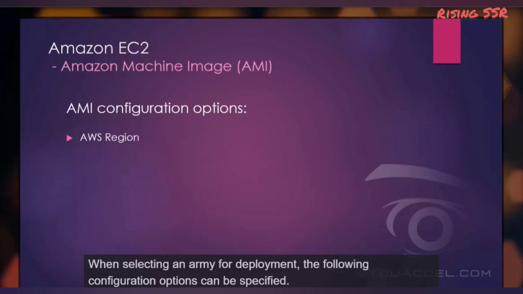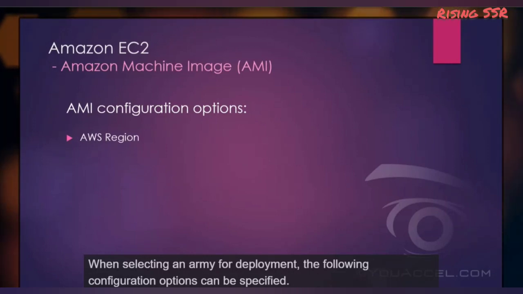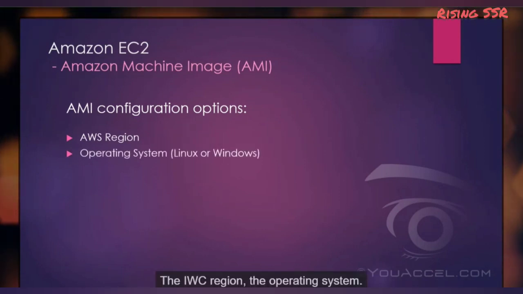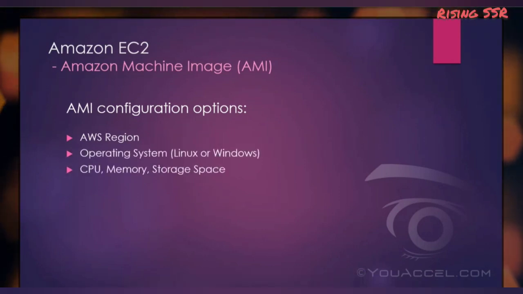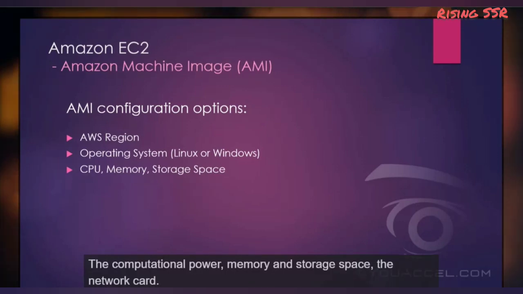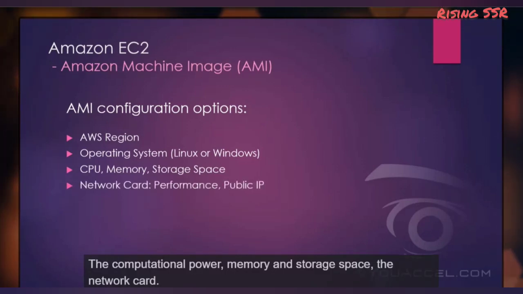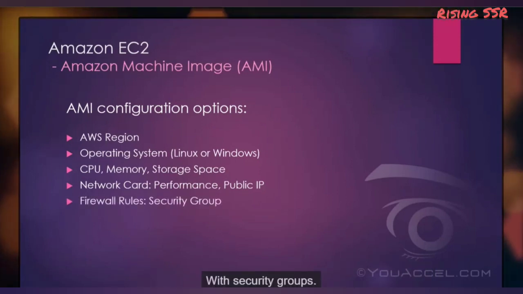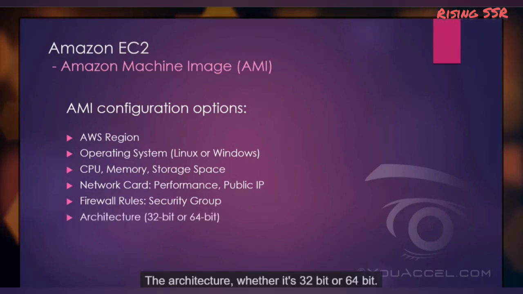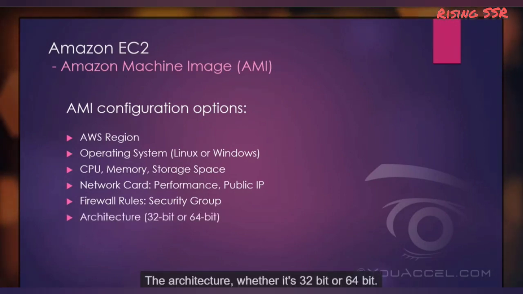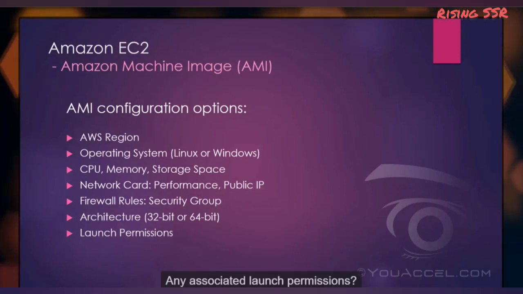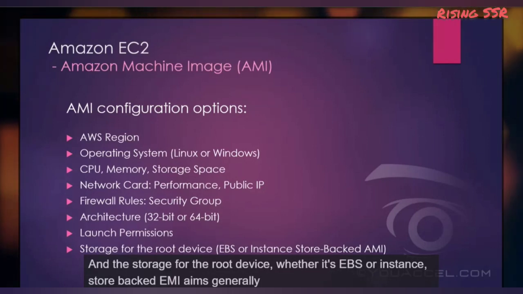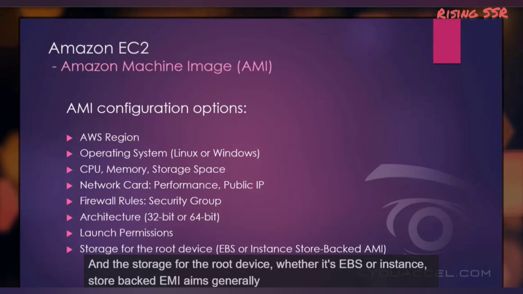When selecting an AMI for deployment, the following configuration options can be specified: the AWS region, the operating system, the computational power, memory, and storage space, the network card, firewall rules with security groups, the architecture, whether it's 32-bit or 64-bit, any associated launch permissions, and the storage for the root device, whether it's EBS or instance store-backed AMI.